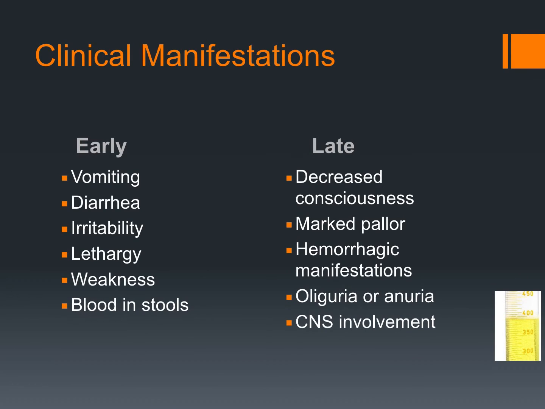Early clinical manifestations include vomiting, diarrhea, irritability, lethargy, weakness, and blood in stools. Late clinical manifestations include decreased consciousness, marked pallor, hemorrhagic manifestations, which include bruising, petechiae, jaundice, and bloody diarrhea, oliguria and anuria, and CNS involvement, which includes seizures and coma.